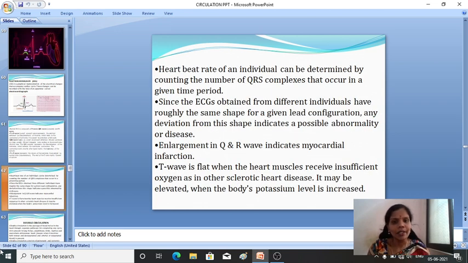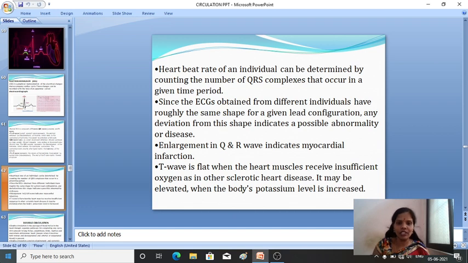Next, the heartbeat of an individual can be determined by counting the number of QRS complexes that occur in a given period of time. So the heartbeat rate of an individual can be determined by counting the number of QRS complex waves. The ECG obtained from different individuals has roughly the same shape, so the graphical representation will generally be the same.